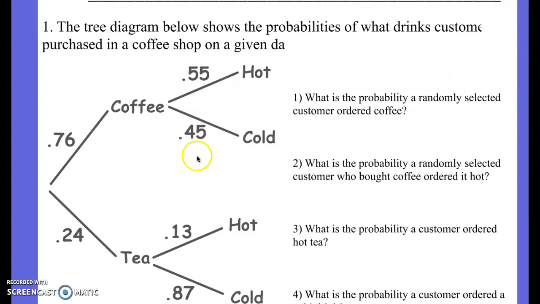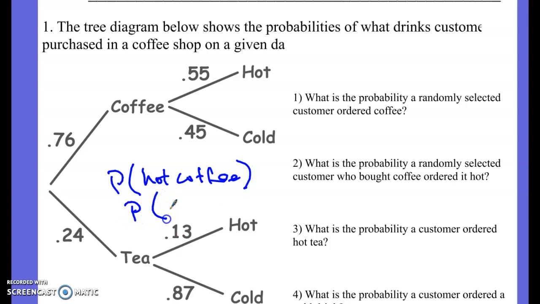So if we had the probability of, just one more thing here, if we had the probability of finding hot coffee, okay, what we really want to know is the probability of hot given coffee. So what we do is, remember we tried to talk about this?